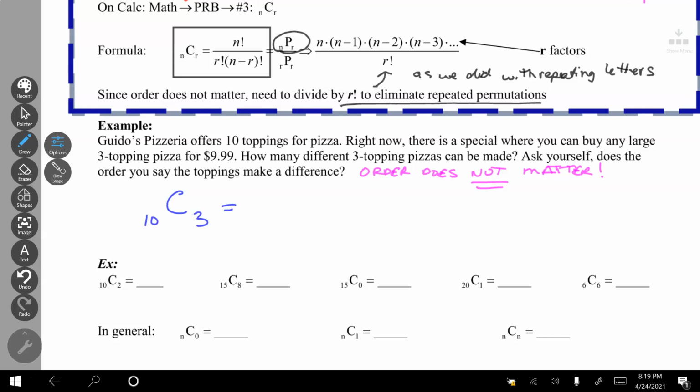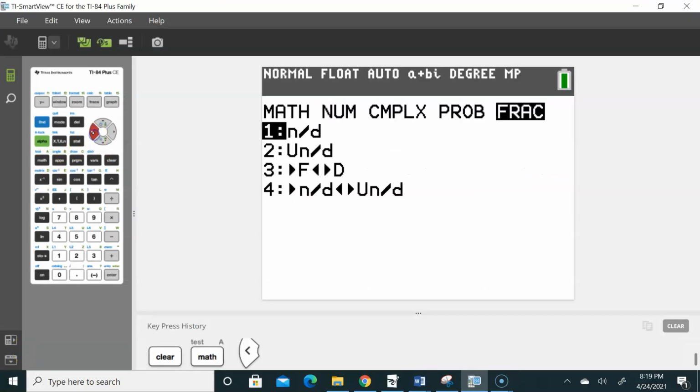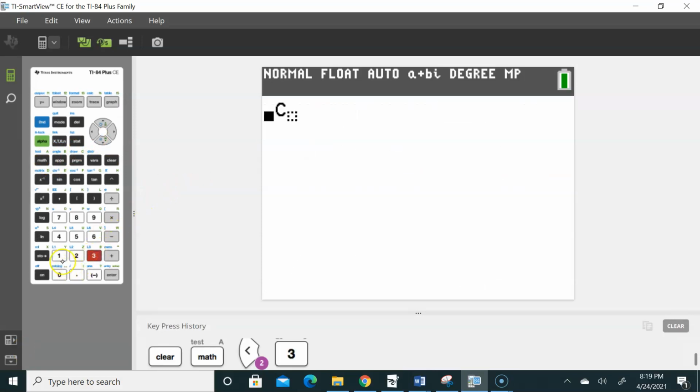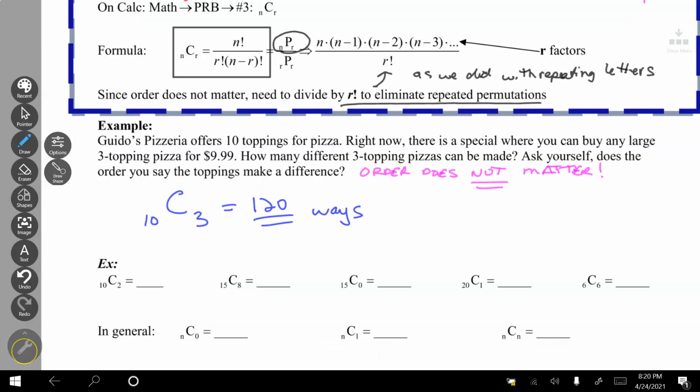And I'm going to put this in the calculator. Here's my special key again, math, probability menu. This time it's number 3. I'm going to do 10C3, and we got 120 ways. So math probability has 3 special keys: the permutation key, the combination key, and the factorial key. Okay, so let's put these into our calculator.